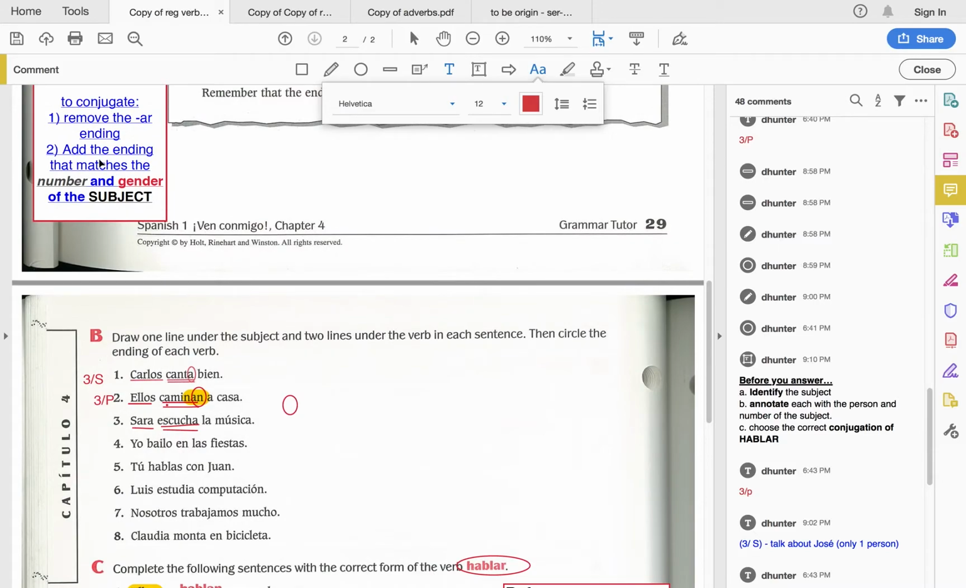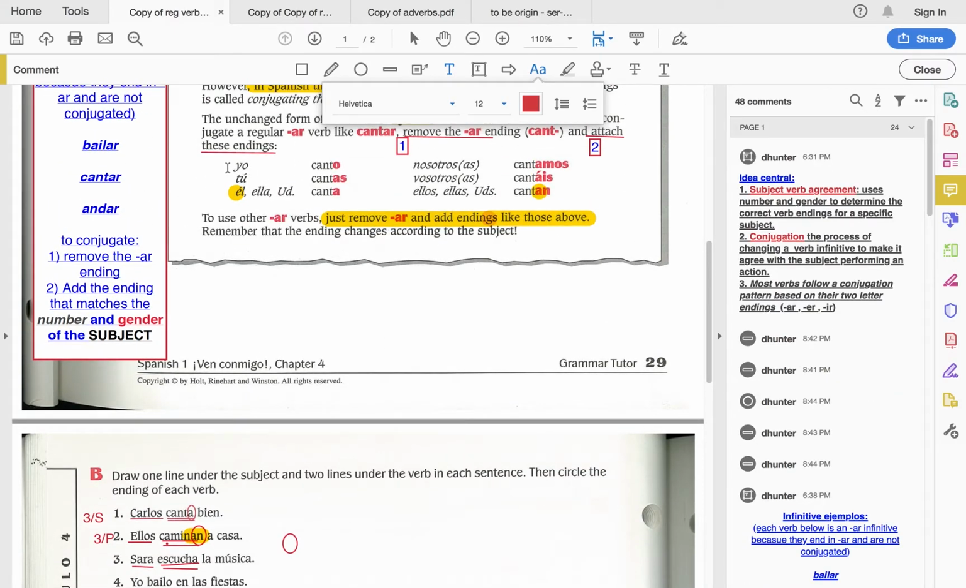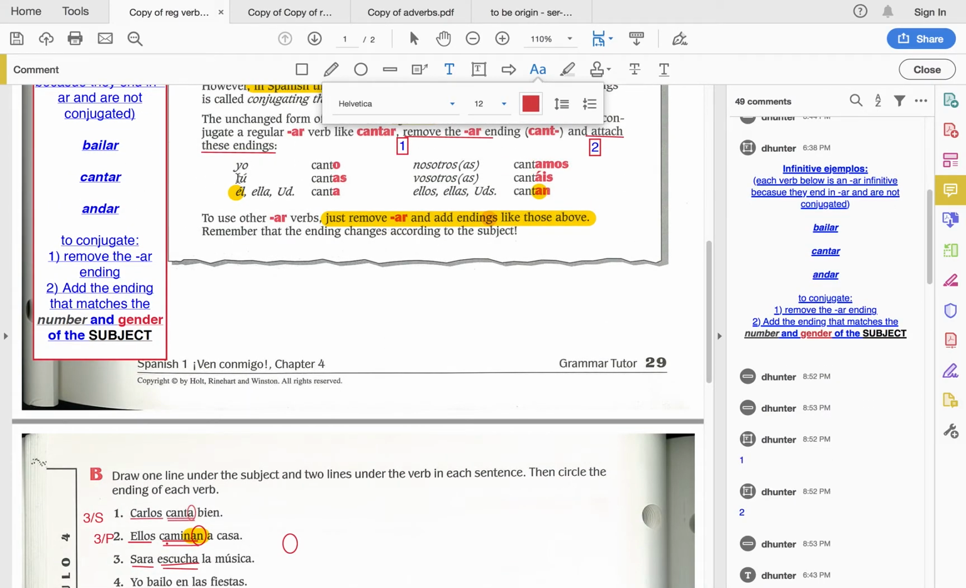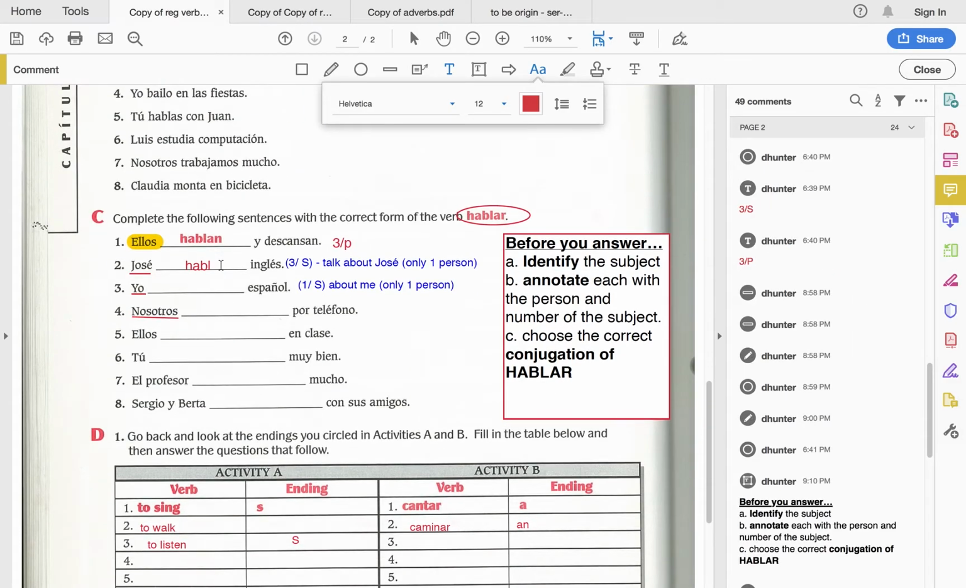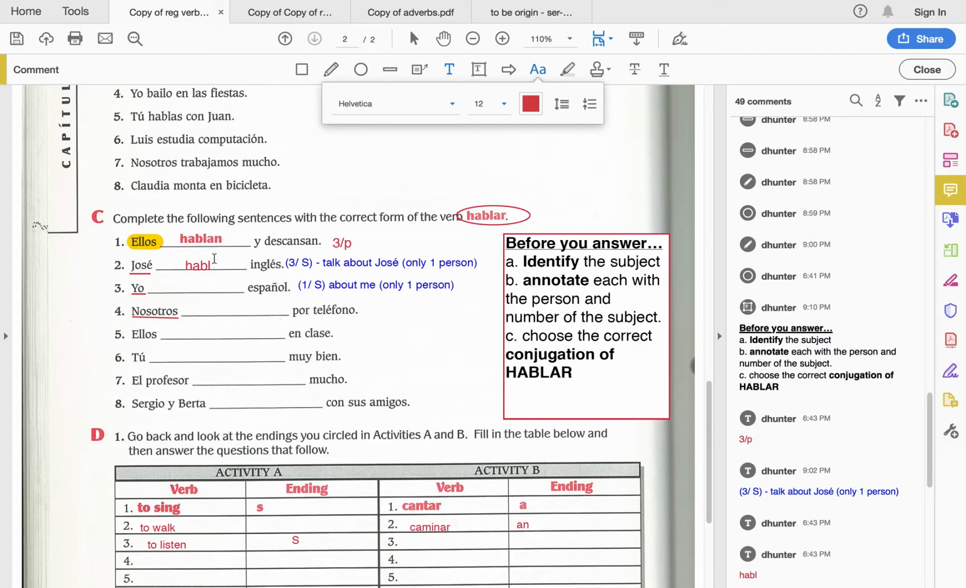If we go back up, after removing it, we add the ending that matches the number and person. If we go here, we can see it's first, second, and third person, and it's singular. Since it's singular, we would just simply add that A, and it would become habla. Go forward with the rest of those examples. I've underlined the first 3 subjects for you. Make sure you include the annotations as you continue practice C.